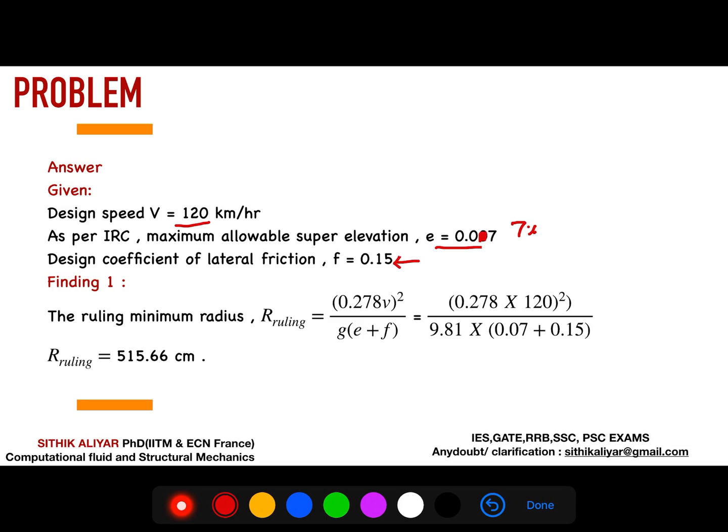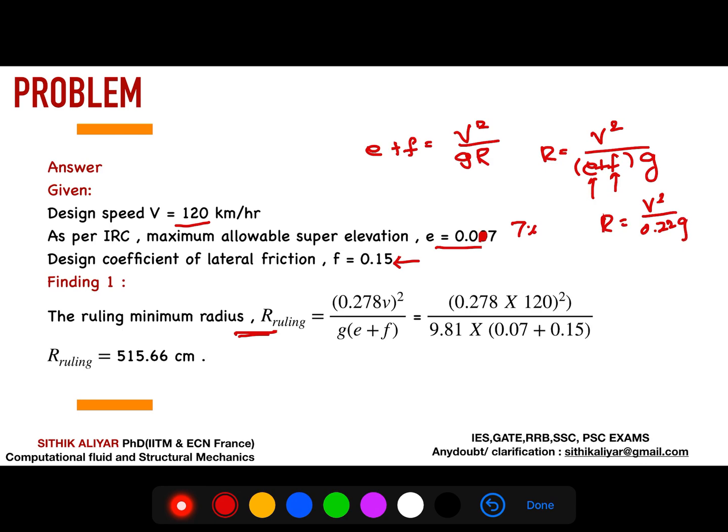So the first thing we are going to find is the radius, the ruling minimum radius. If you remember the formula, E plus F equal to V square by GR. I think you should have seen the superelevation session. We have derived this equation also. So you bring that R to one side and everything else to the other side: R equals V square by (E plus F) into G. When you substitute 0.07 plus 0.15, we will have radius equal to V square divided by 0.22 into G. Why are you multiplying V by 0.27?